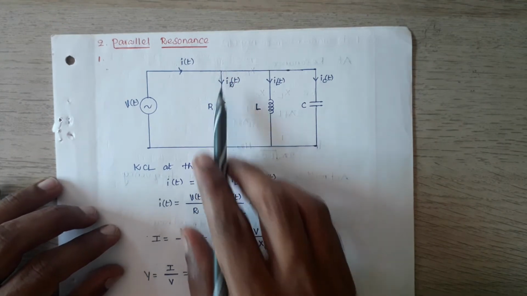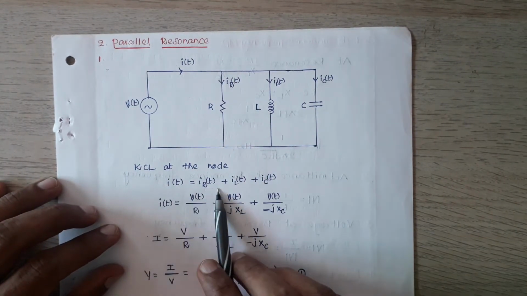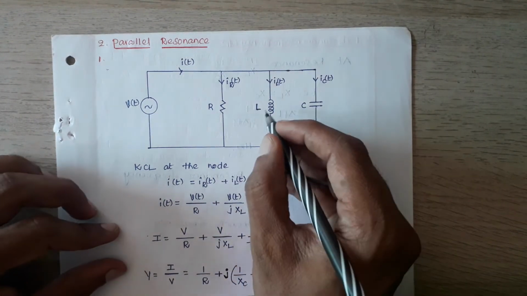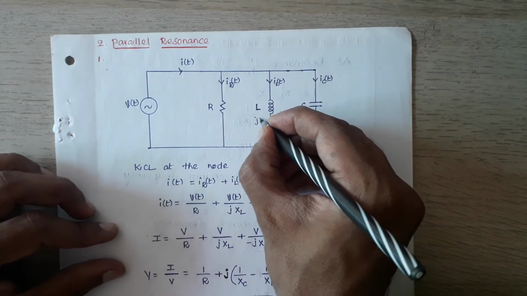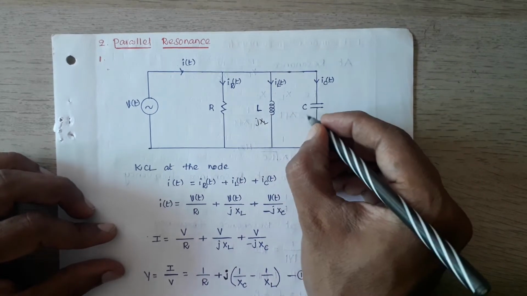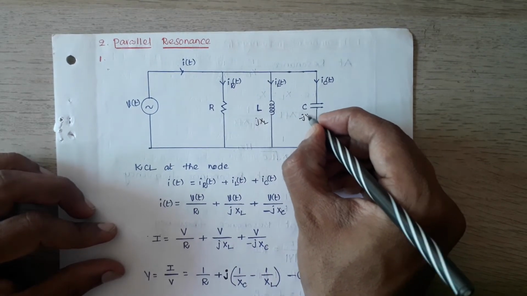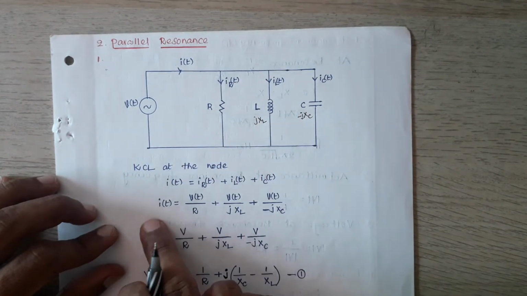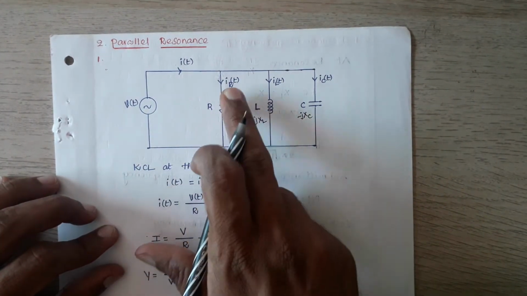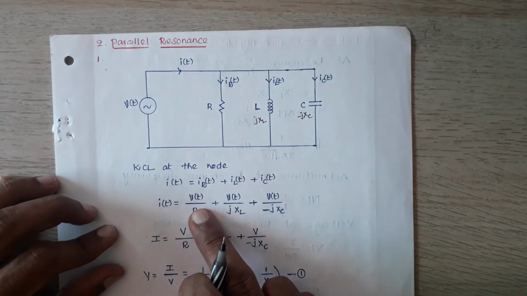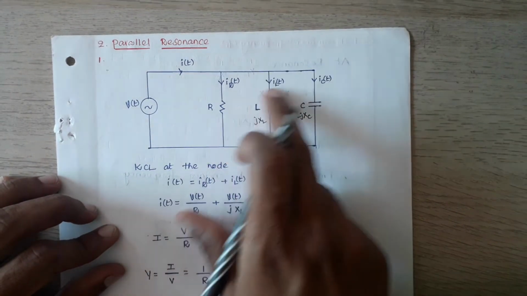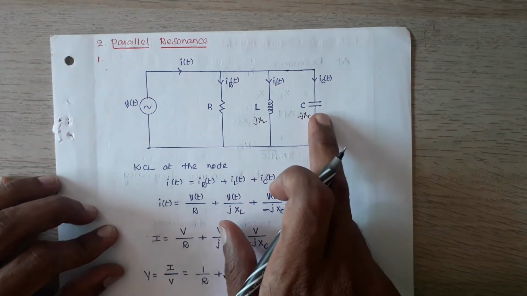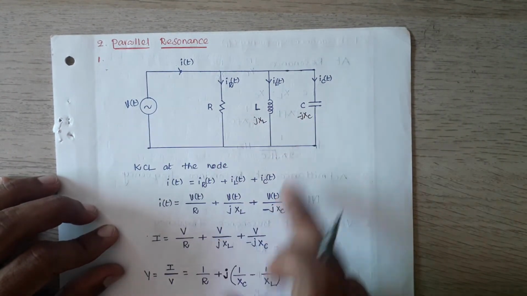So parallel resonance: apply KCL at this point. I of t equals IR of t plus IL of t plus IC of t. The reactance offered by the inductor is jXL, and the reactance offered by the capacitor is minus jXC. Now what is the current IR of t? For IR of t I can write V of t by R. For current IL of t, V of t by jXL. For IC of t, V of t by minus jXC.